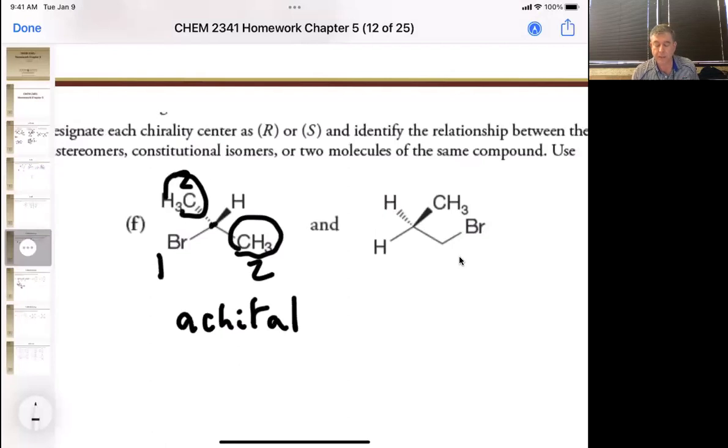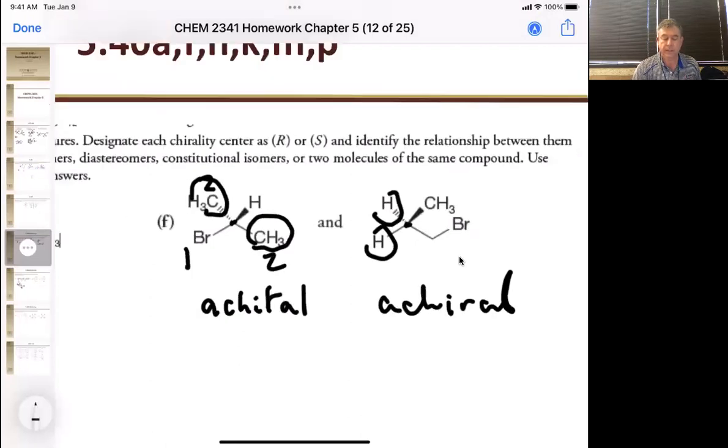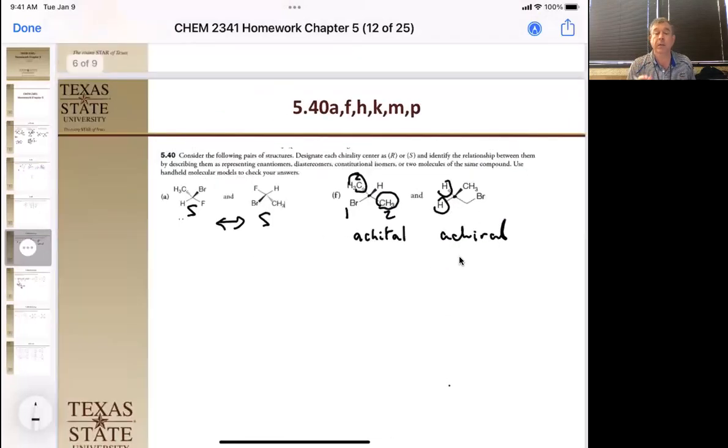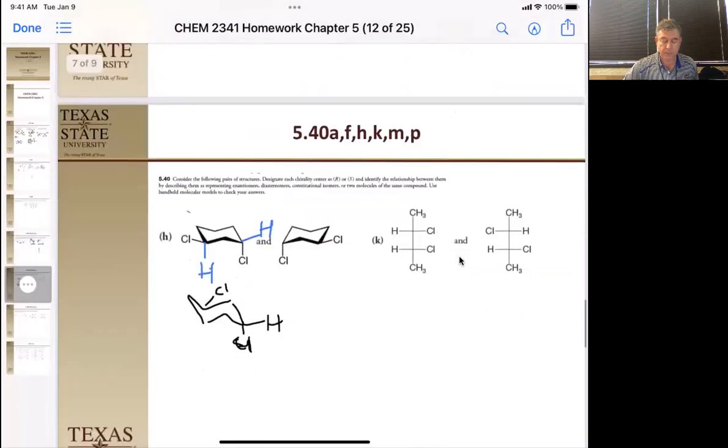Okay, but this one over here, let's look at this one. Oh, 2 hydrogens on it. This is also achiral. So those were fairly simple and straightforward to look for. Remember, you want to look for those 4 different things to make it a chiral or not chiral compound.